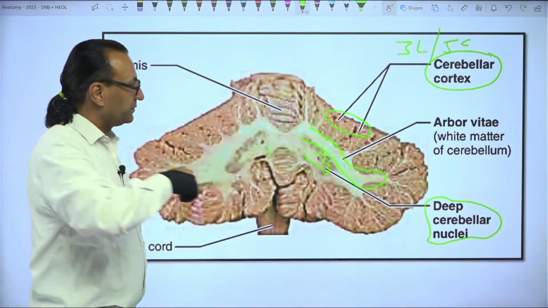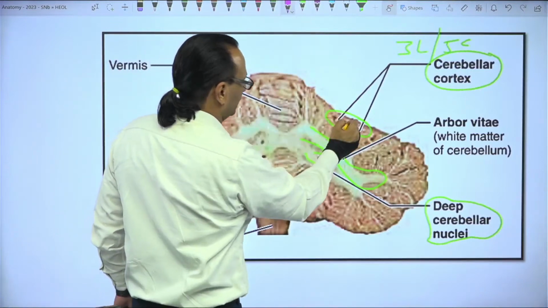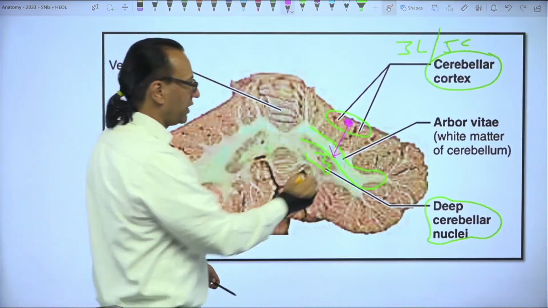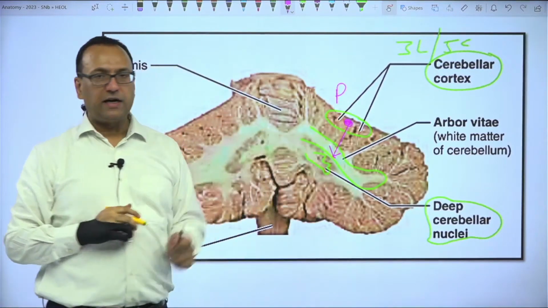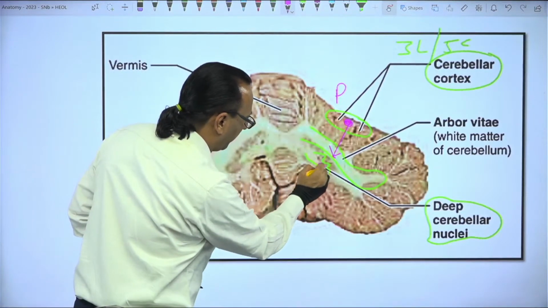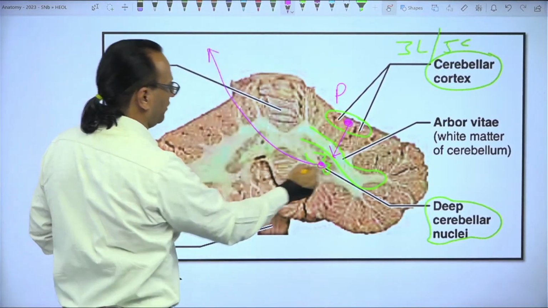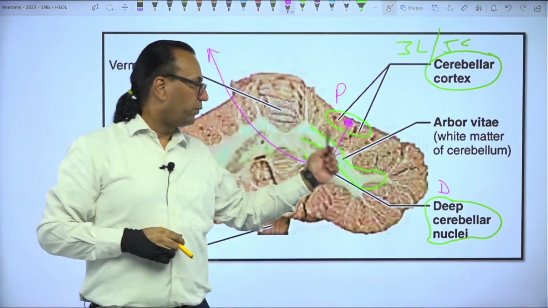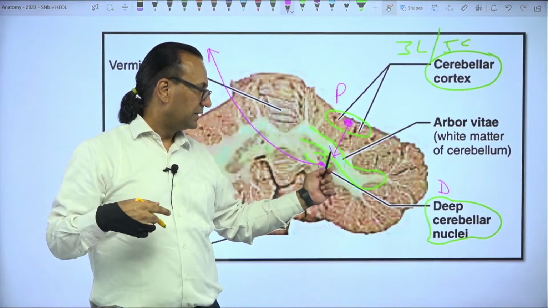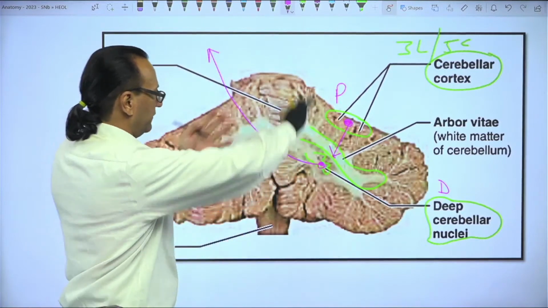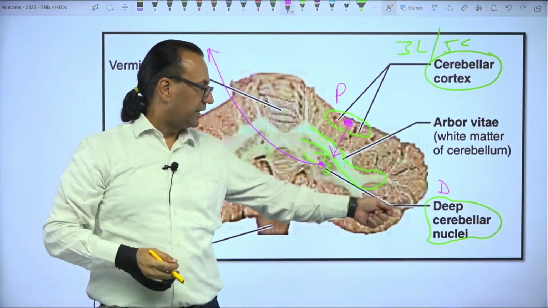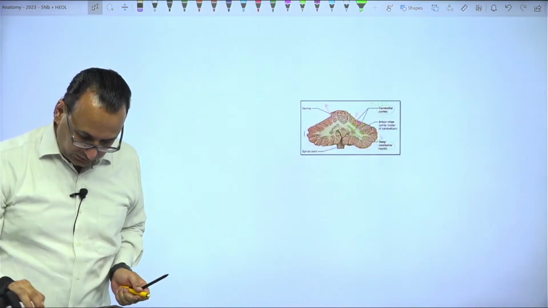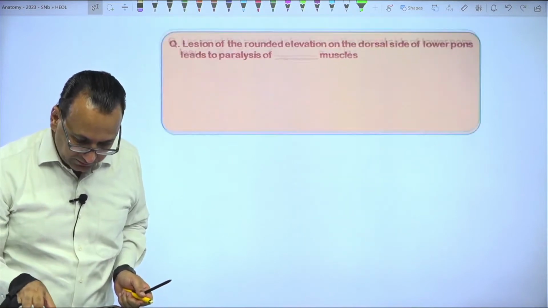So the point was, if somebody asks what is the output from the cerebellar cortex, then your answer is Purkinje. But if somebody asks what is the output from the cerebellum, then your answer is the dentate nucleus or deep cerebellar nucleus. So the output from the cerebellar cortex, the answer is Purkinje. The output from the cerebellum is the deep cerebellar nucleus like the dentate nucleus. Two questions with two different answers.